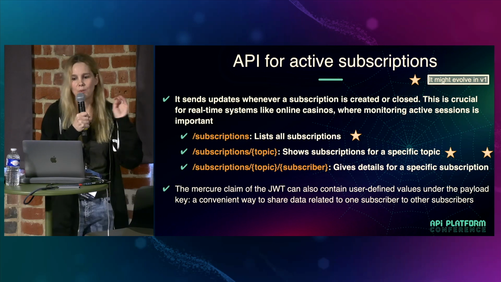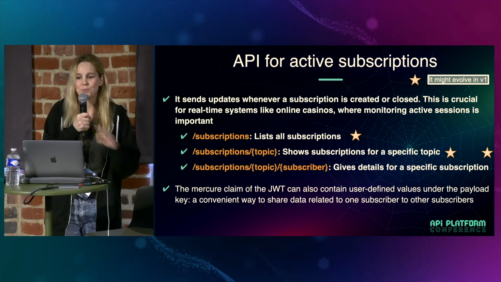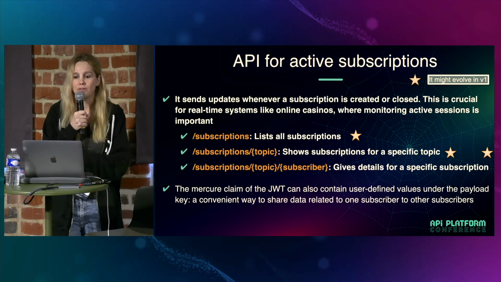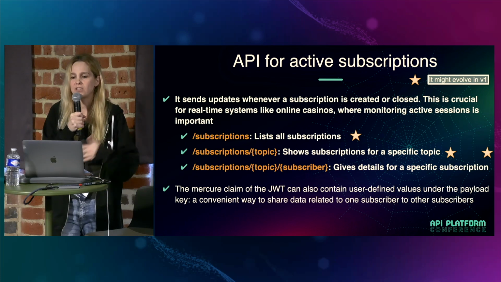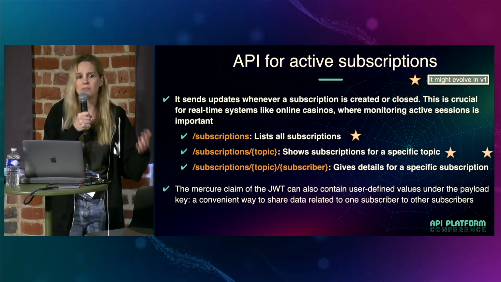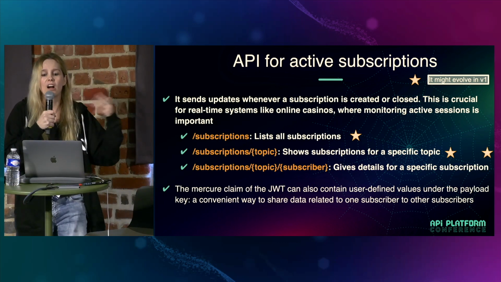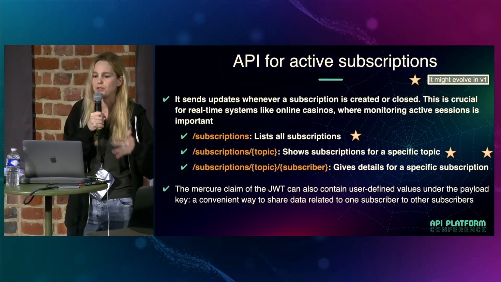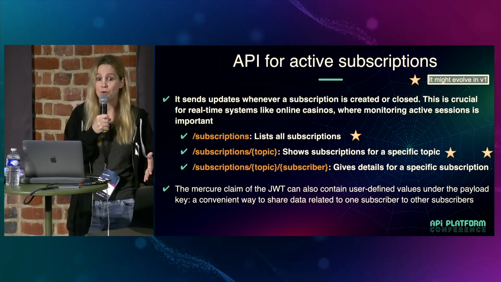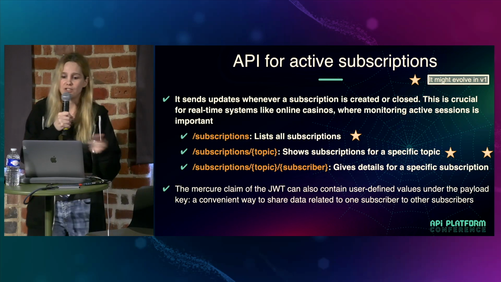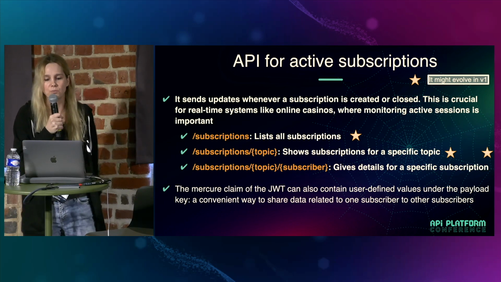One last thing I want to talk about is Mercure's Active Subscriptions API. This was really useful for my online casino case, especially when it comes to tracking who is active, particularly for spotting suspicious activity like certain changes in betting patterns. Thanks to the API, we can keep track of which subscriptions are active or terminated. This is really crucial for real-time systems like online casinos where monitoring active sessions is so important. You can list all subscriptions, show subscriptions for a specific topic, or provide details for a specific subscription.